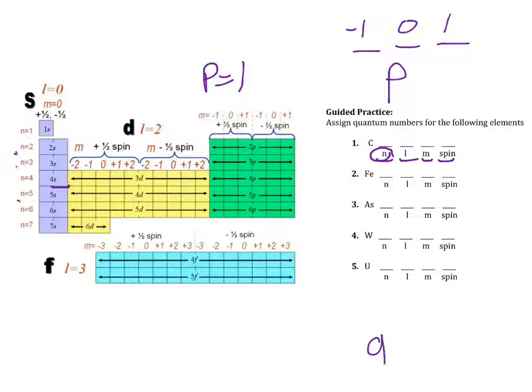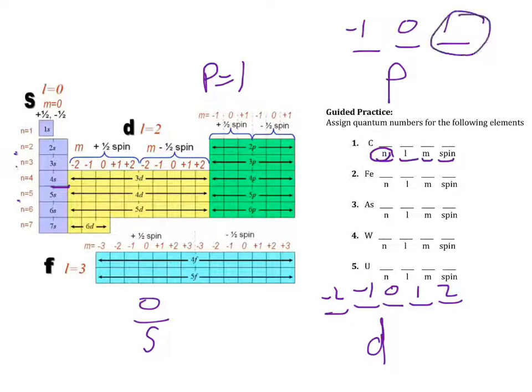D block would be -2, -1, 0, 1, 2. So notice the symmetry there. S would just be 0. If we have an electron that's in this position, its third number will be 1. If it's in this position, it'll be -1.